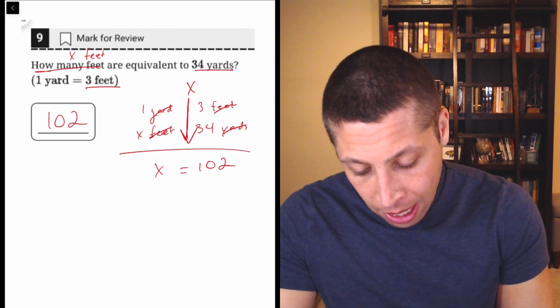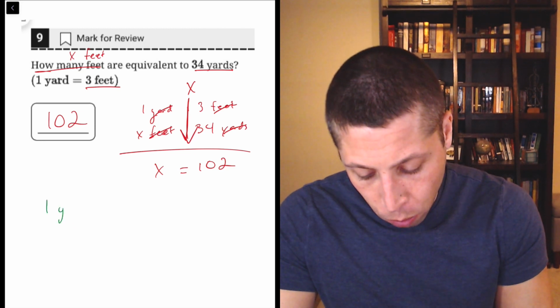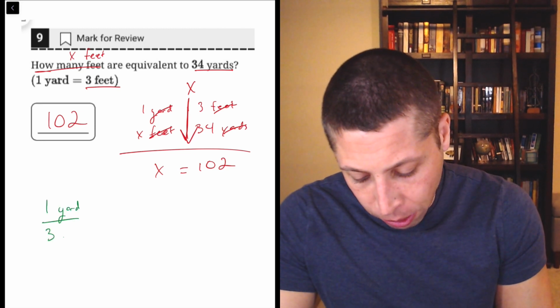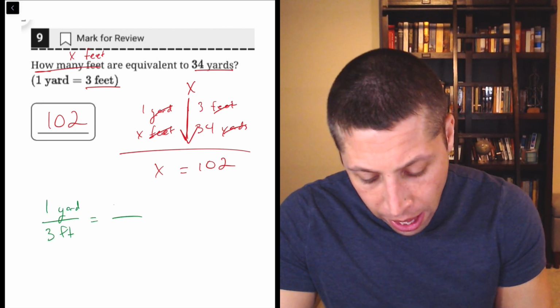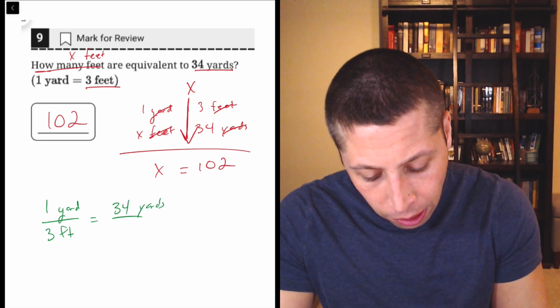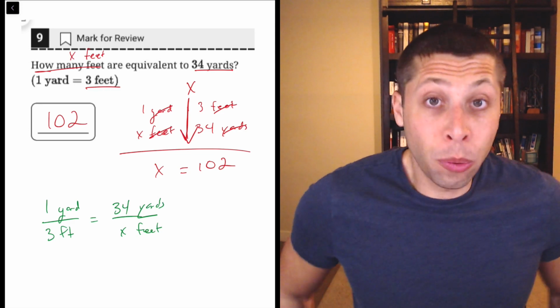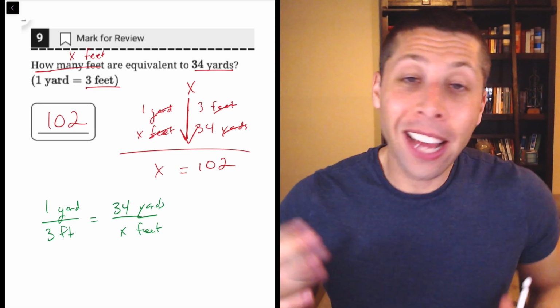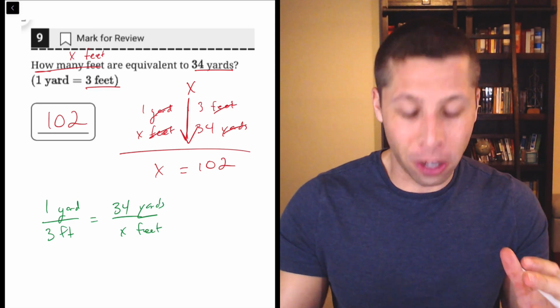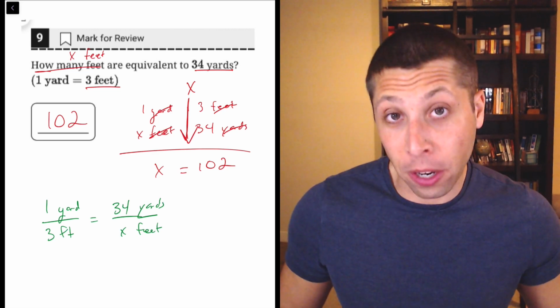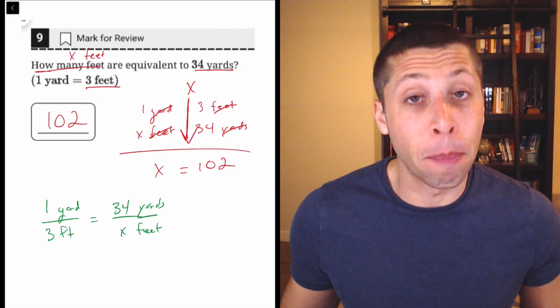So we could say, okay, let's do it this way. 1 yard is 3 feet. Then 34 yards is how many feet? Now notice what I did. I put the x on the bottom. That actually makes these fractions sometimes a little bit harder, and I did it kind of on purpose. You could put it on the top. That's okay too. You just need to flip both sides.